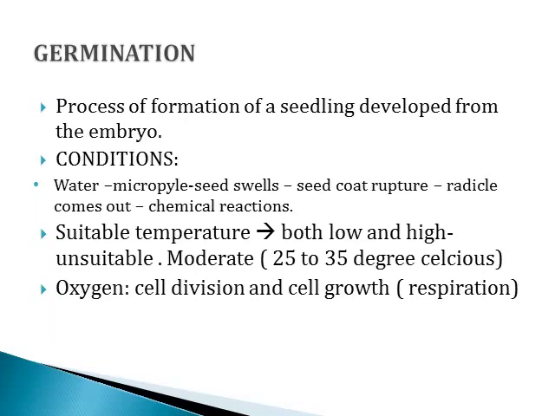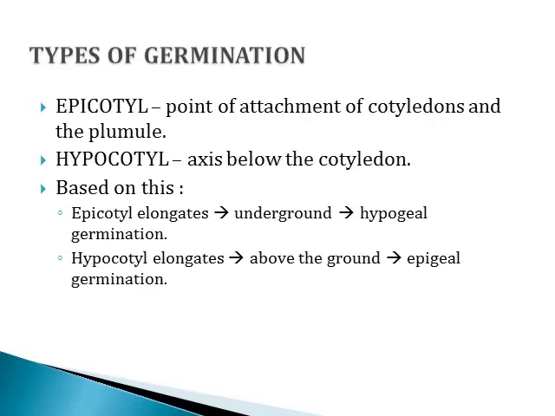And the next is oxygen. Oxygen is needed for cell division and cell growth. In short, we can say the respiration process: oxygen is needed for respiration. Optimum temperature is needed, and water is also required for the germination process. So these are the three major conditions required for germination. The next is types of germination.